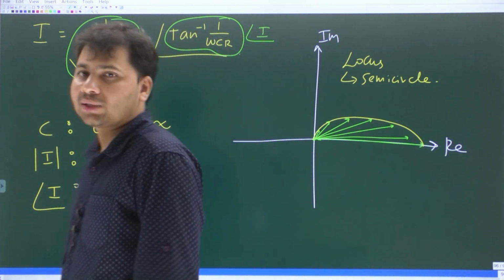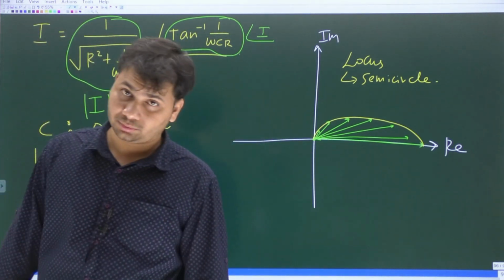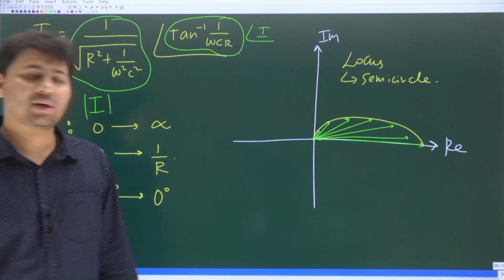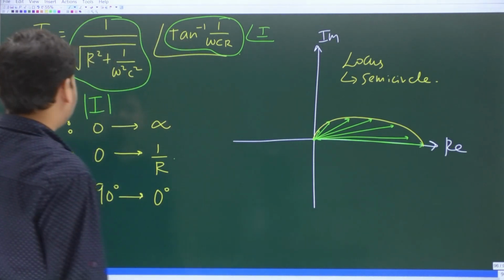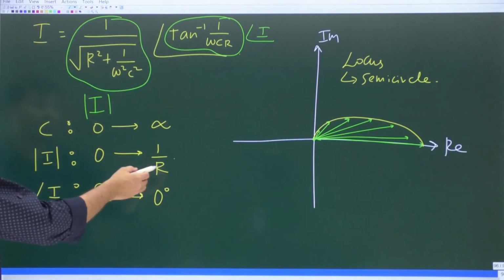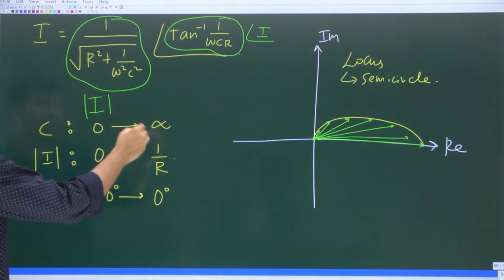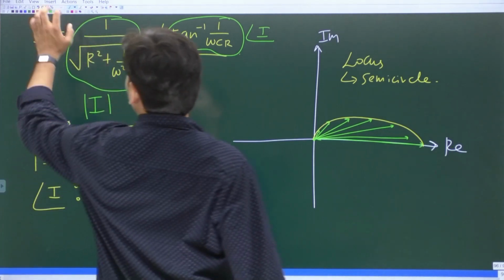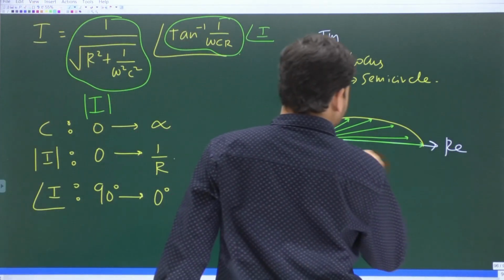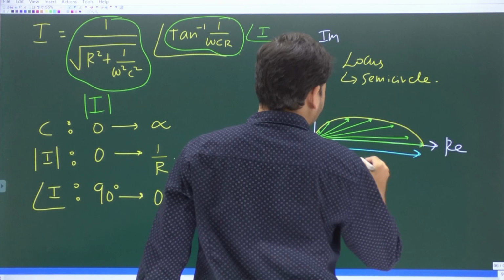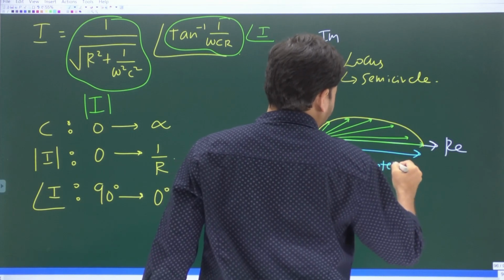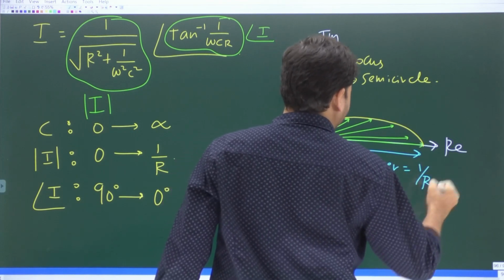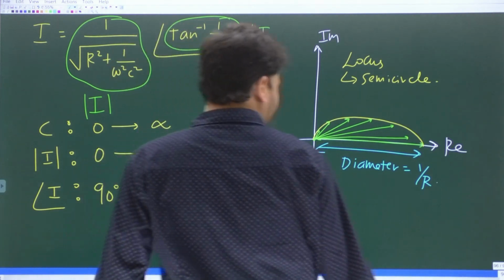So if I ask you what is the diameter of the semicircle, what is the diameter of the semicircle? Is it not 1 by r? Because what is the length of the phasor as c tends to infinity? It is 1 by r. Yes. So here the diameter of the semicircle is what? 1 by r. Okay.